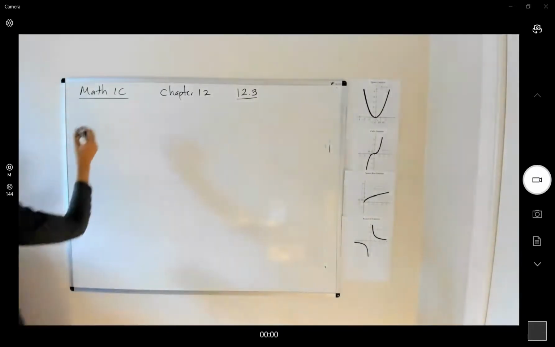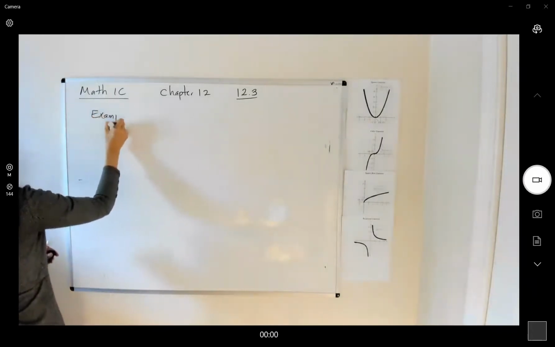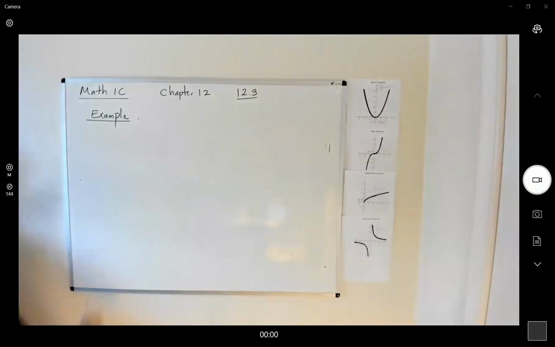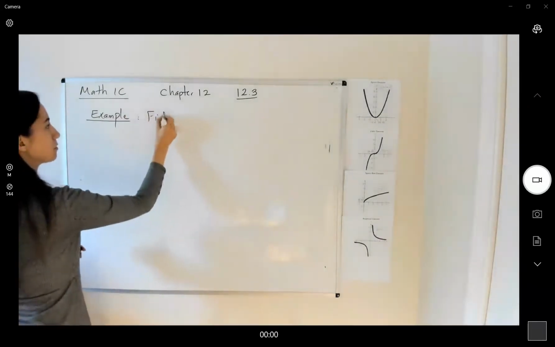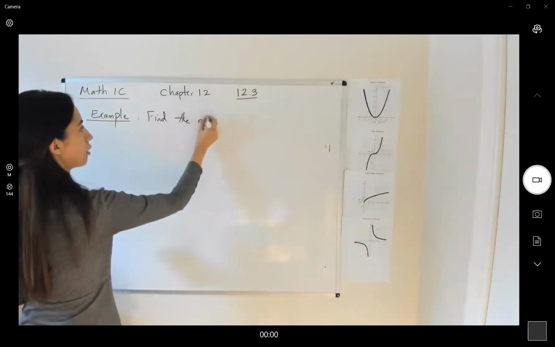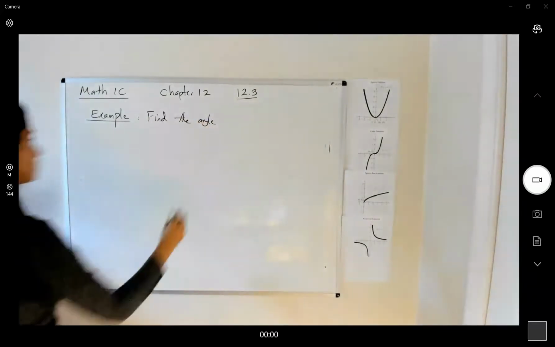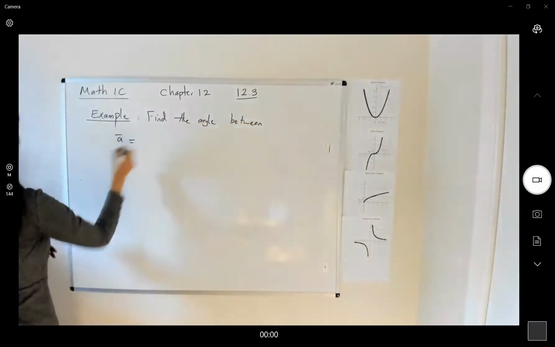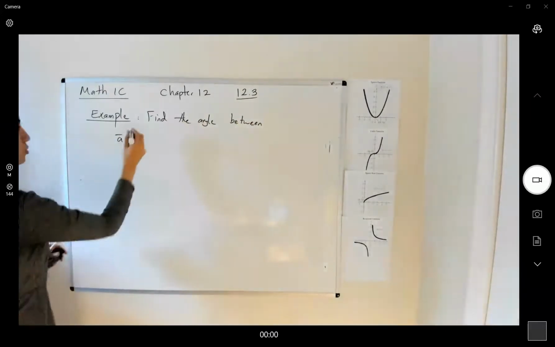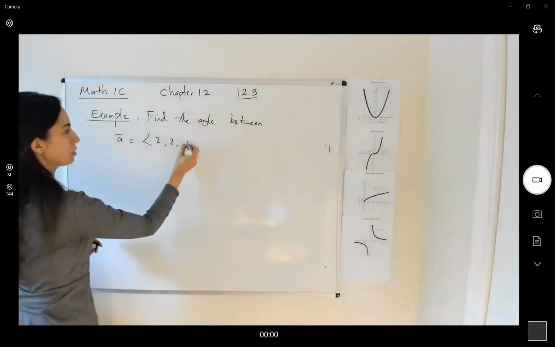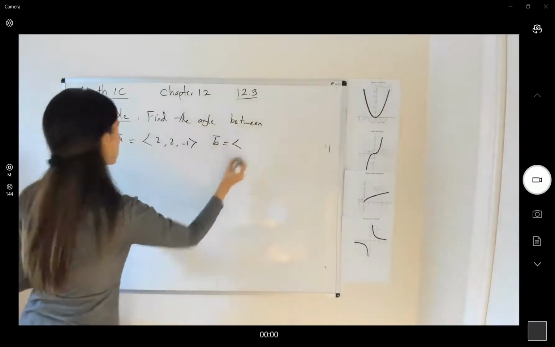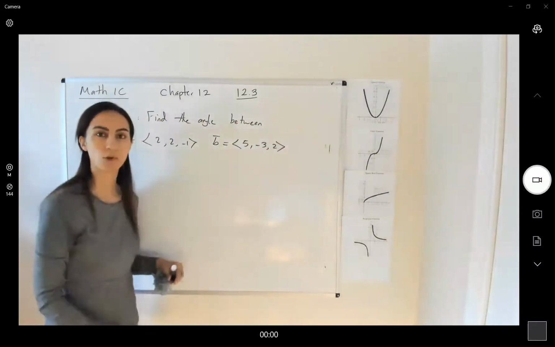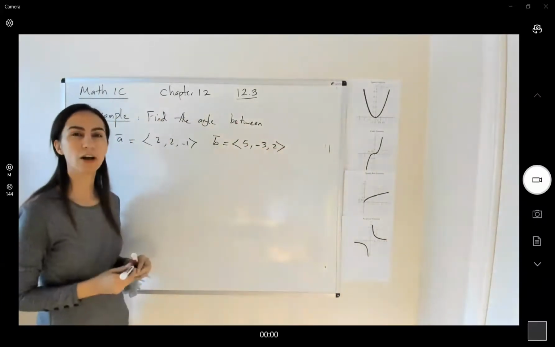Now, more on the dot product. In this example, we have to find the angle between these two vectors. The first vector is defined as 2, 2, negative 1, the same vectors that we have, and the vector B is 5, negative 3, and 2. Our goal is to find the angle.